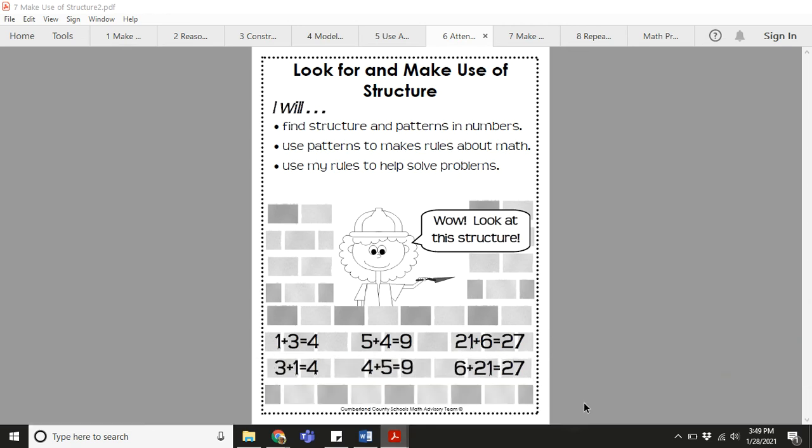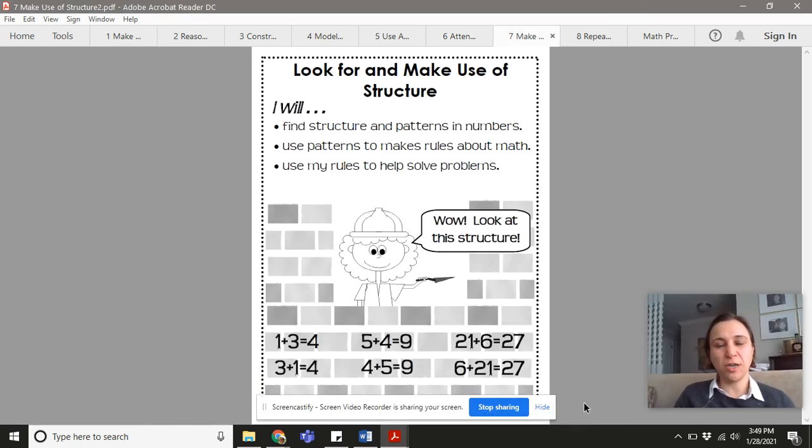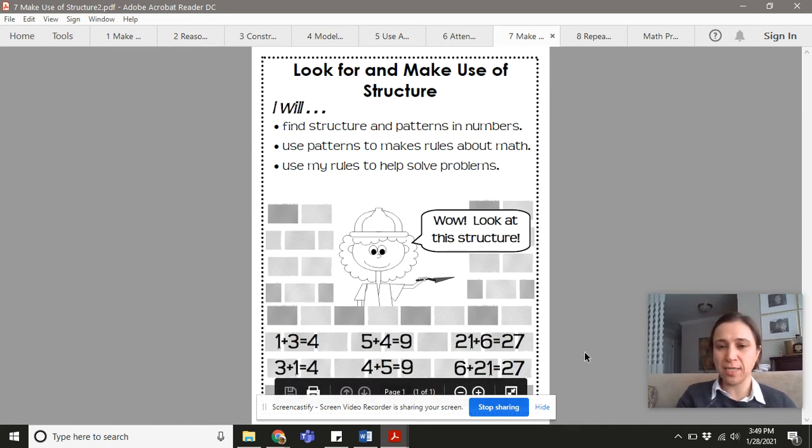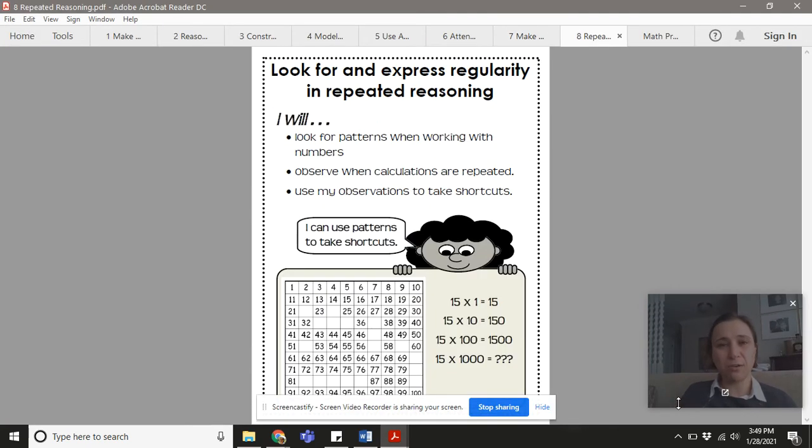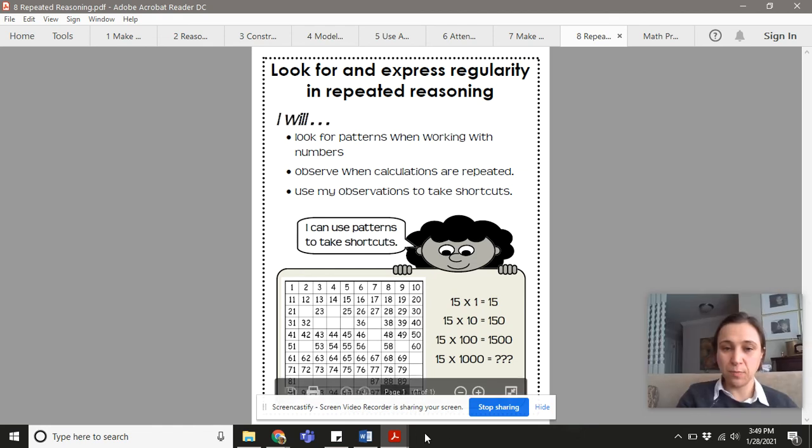Practice standard number 7 is looking for structure in math. Understanding that math should make sense. There is a structure of how numbers and mathematics works, and I will look for that and make sense of that as I am working with mathematics. And then practice standard number 8 is I notice patterns in math, and I can use those patterns to take shortcuts or to help me find the answer. So for example, I'm looking at this hundreds chart here, and I'm starting to notice patterns, and those patterns help me more easily find those missing numbers.